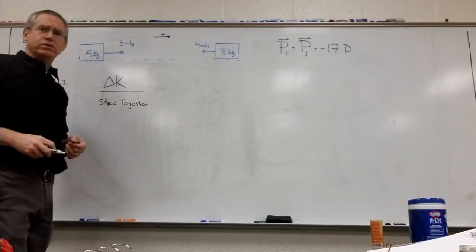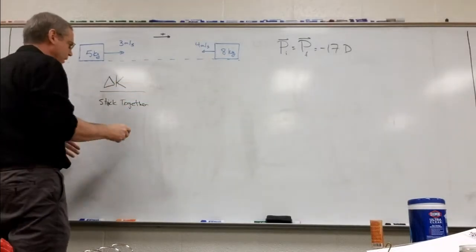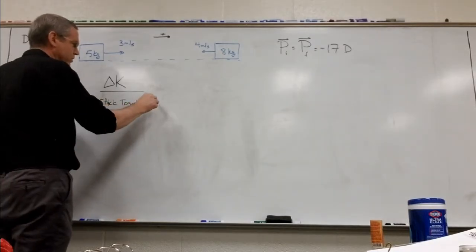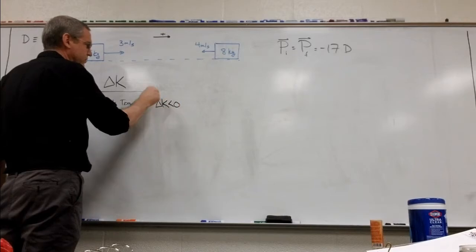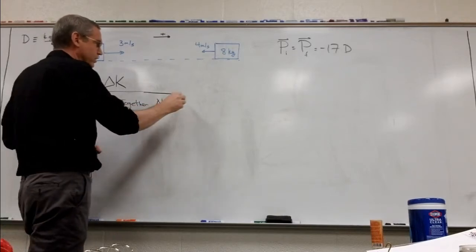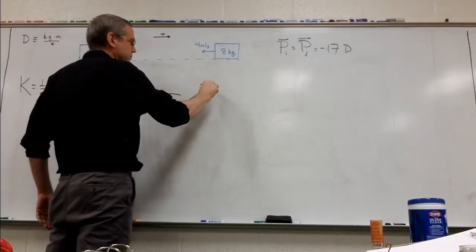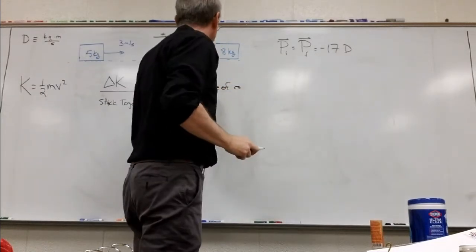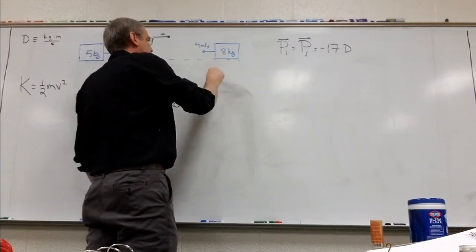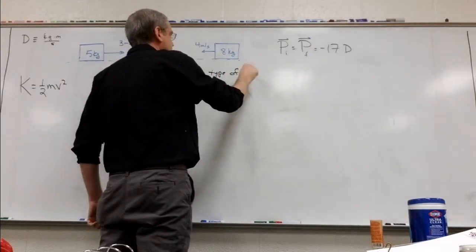There will be kinetic energy loss, and we can actually show that mathematically. But if they stick together, there is kinetic energy loss. The change in kinetic energy is less than 0. That indicates that there's a loss. And the type of collision, I'm going to write this slightly above there. So, type of collision.